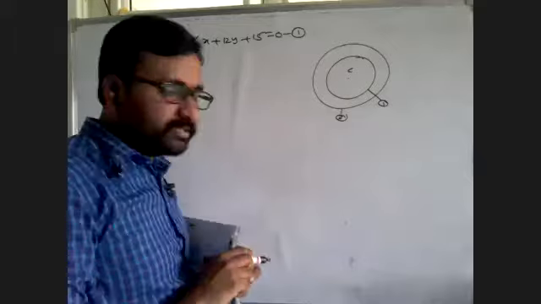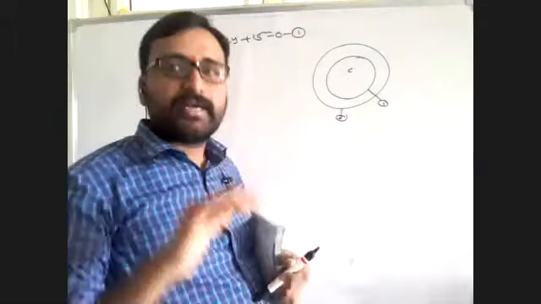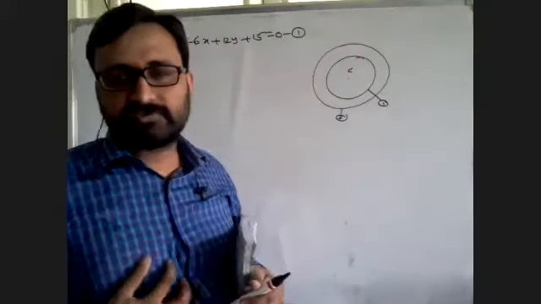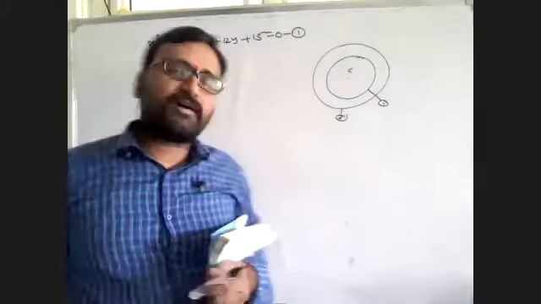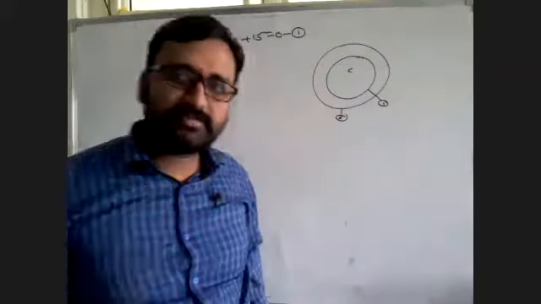But what is he saying? This required circle, which we have to find, should have double the area of this circle. That is the condition. Using that condition we have to solve.